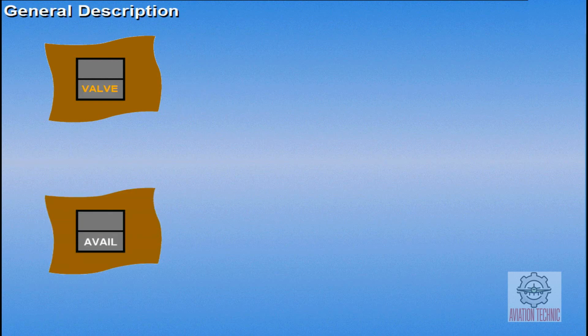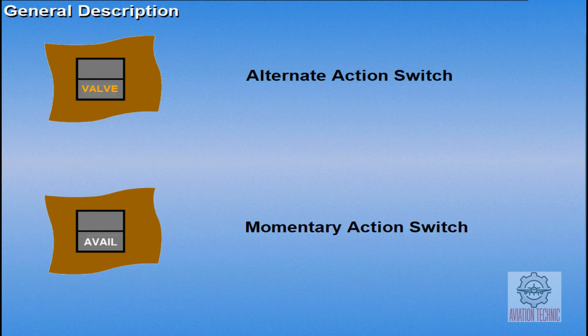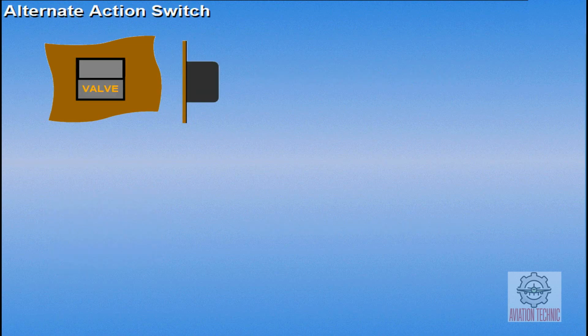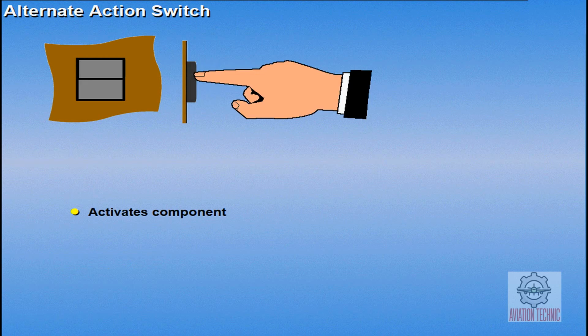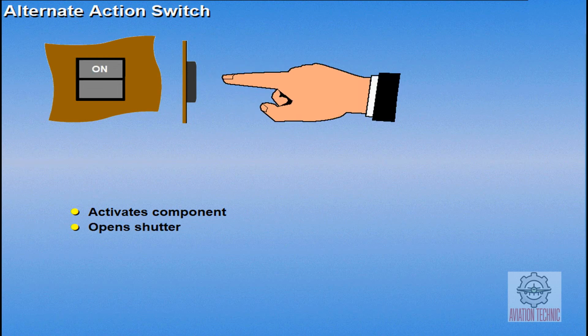There are 2 types of push-button switches: alternate action and momentary action. Pressing an alternate action switch activates the associated component, opens a mechanical shutter to expose the word and/or symbol associated with the switch position, and usually extinguishes the indicator light.